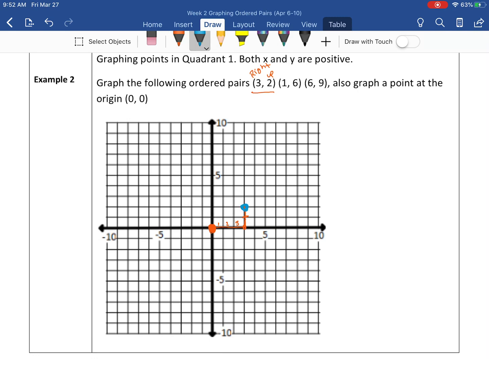is right here. It's where my x value of 3, here's my x value of 3, and my y value of 2 intersect. And that's really what you're finding with your coordinate points. You're finding these intersection points.